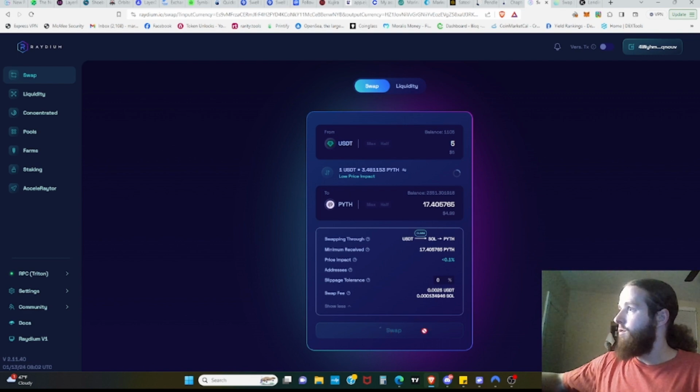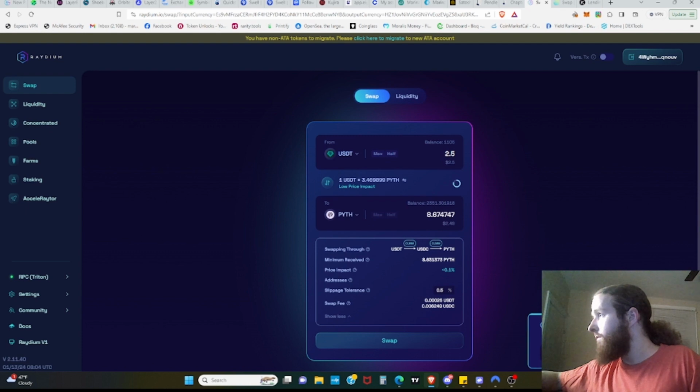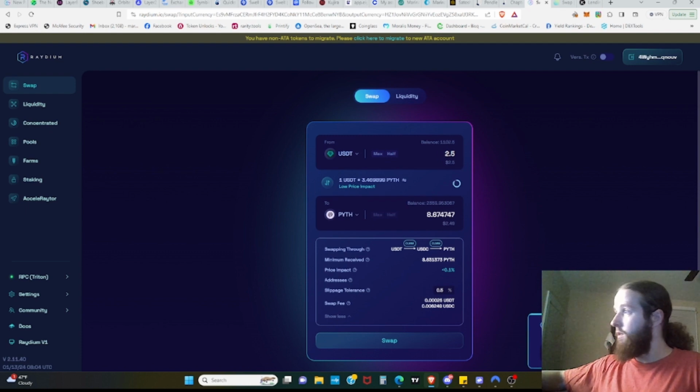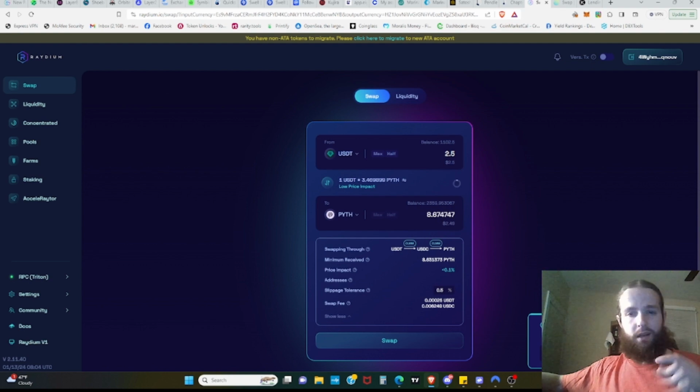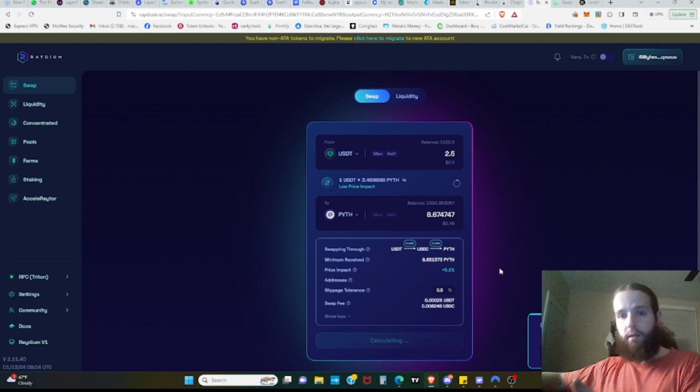As you can see here on the screen, it's just loading, confirming the transaction, swap confirmed. So as you can see here, swap 2.5 USDT to 8.63 Pyth. And in this bottom window here, like I was saying, it says 8.67. So that's going to be an issue that you're going to run into. It's very minor though, and that's how the people who provide liquidity get paid.